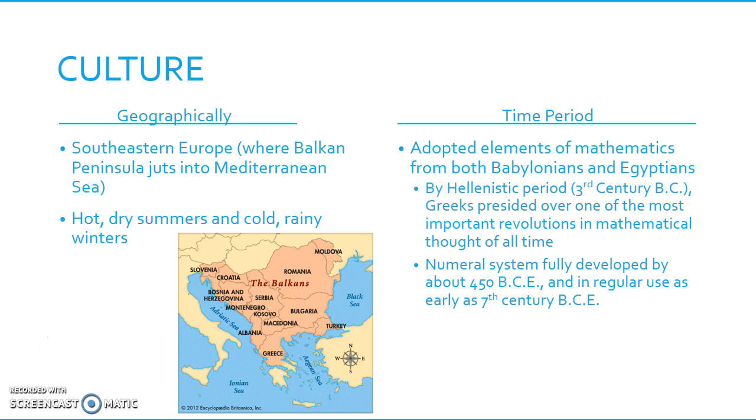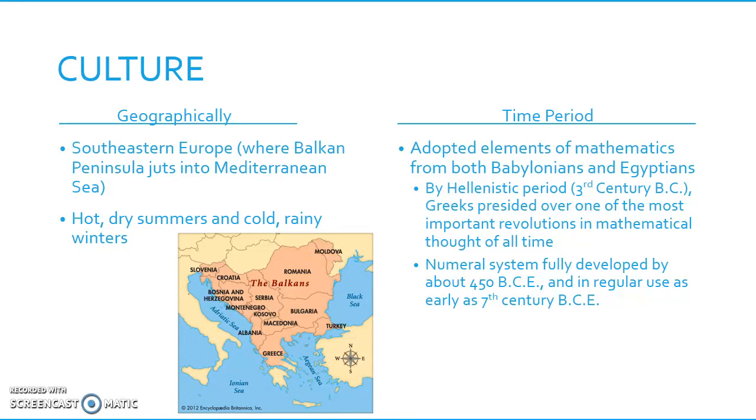Well, geographically, around southeastern Europe, where the Balkan Peninsula juts into the Mediterranean Sea, right here is where they typically did this type of math. And they had hot, dry summers and cold, rainy winters.